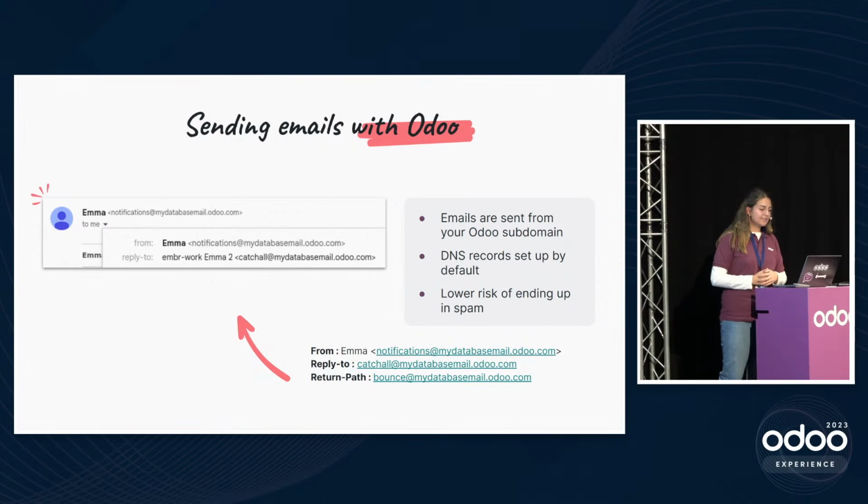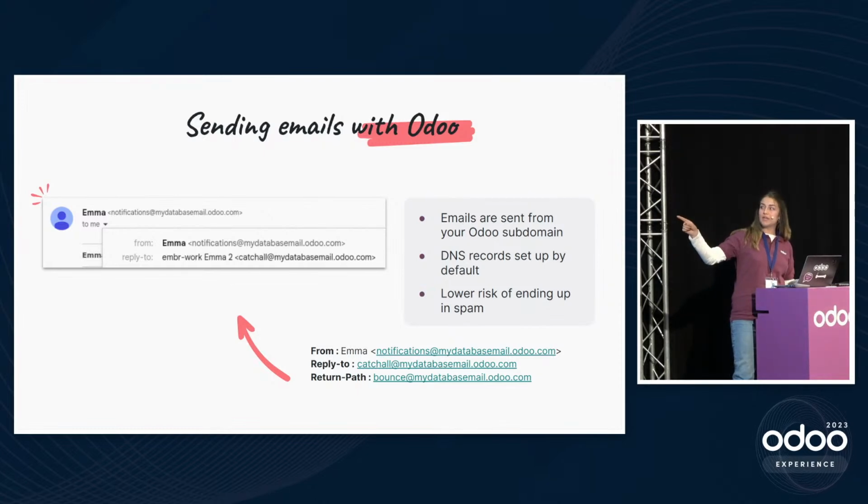The notification system will allow you to rewrite the user's email address in order to use Odoo's subdomain. So you can see that my email is sent from mydatabaseemail.odoo.com. It will be your database name just right there. So doing that, you will benefit from the good configuration of Odoo DNS.